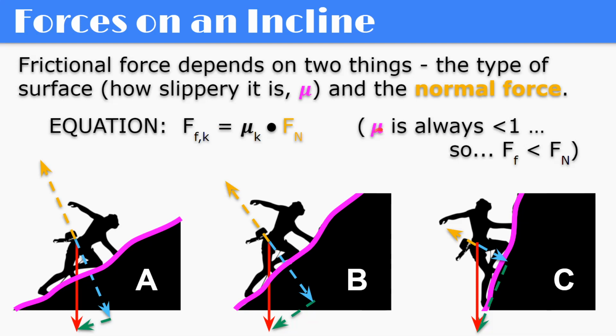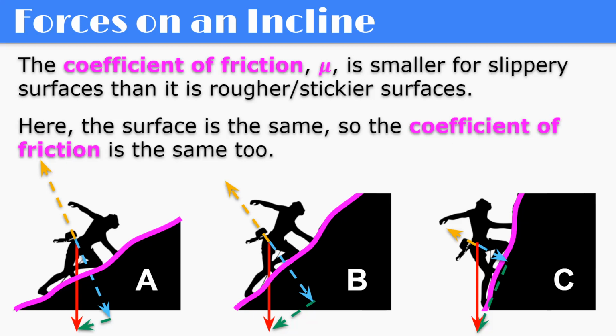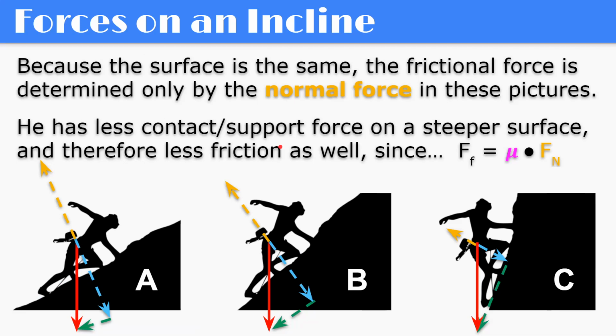But remember, mu is a ratio between force of friction and normal force, and we always use values that are less than 1, so our force of friction is less than our normal force. If we look at this scenario, all of these have the same surface, and mu depends on the surface. Since the surface isn't changing, it's really the normal force that we need to look at. Because the surface is the same, the frictional force is going to be determined by the normal force, since we're comparing these three different scenarios.